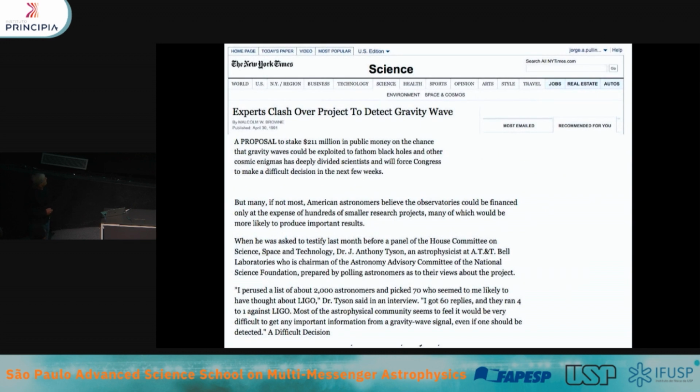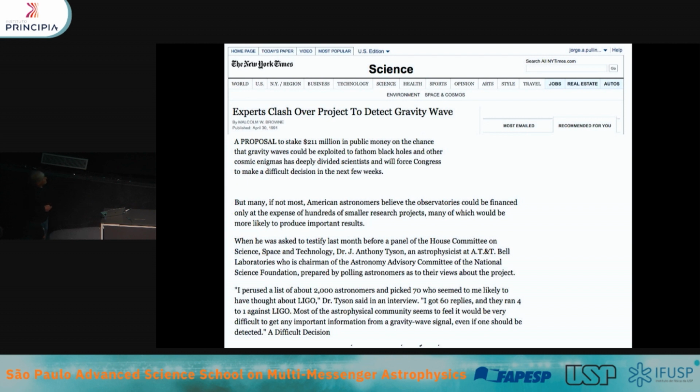And so there was a proposal put forward by Ray Weiss and then a consortium. Kip Thorne got convinced that that was a way of detecting gravitational waves. And so the National Science Foundation decided to seriously consider building the interferometer.